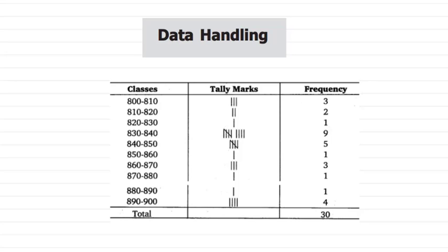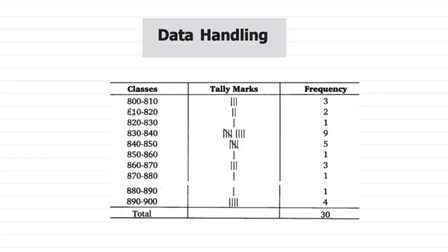So today we will see data handling, the chapter data handling. So why is data used and what is the need of handling the data? Actually, whenever we have data, to study it more clearly, the first thing we use is the frequency table.